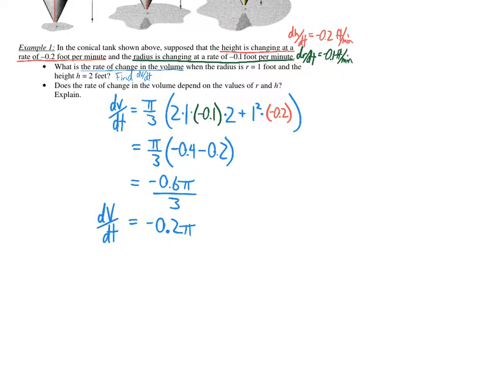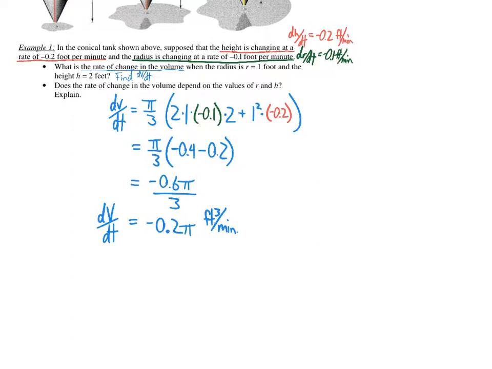Feet cubed. Yeah, cubic feet. Feet cubed per, what's our unit of time? Per minute. Okay? Per minute. And by the way, that's something that you guys need to make sure that you have the same units before you even start plugging stuff in. Okay? If one of these was per minute and one was per second, you would need to convert.